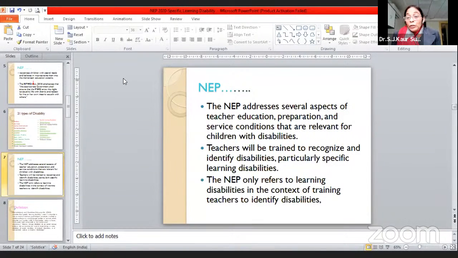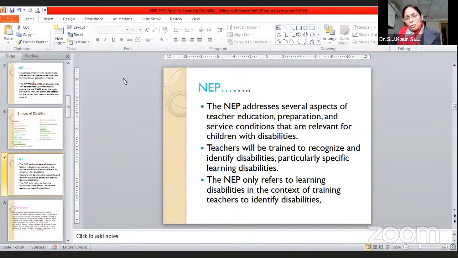So the teachers of mainstream schools should know how to identify such students and what to do with those students. They are working on short-term courses, and small capsules or modules are being prepared for that. So what we thought is, it is not only the responsibility of the government, it is a collective responsibility. So we also should do a bit for that.